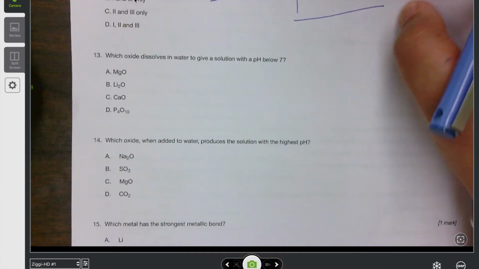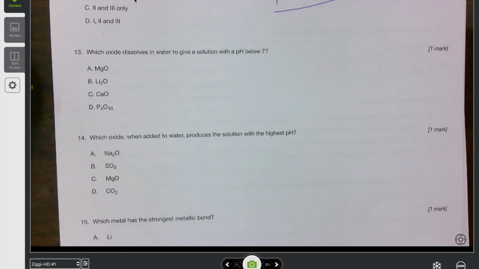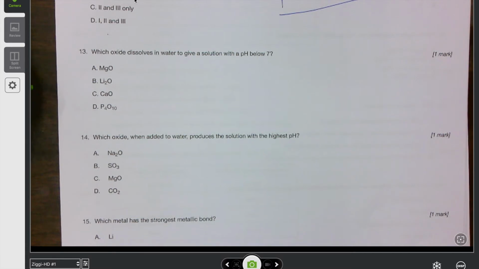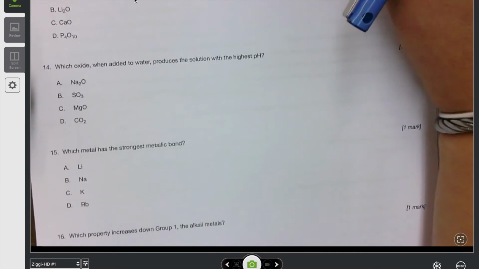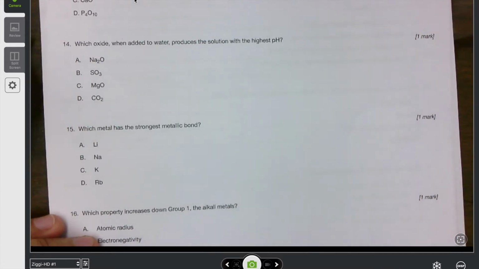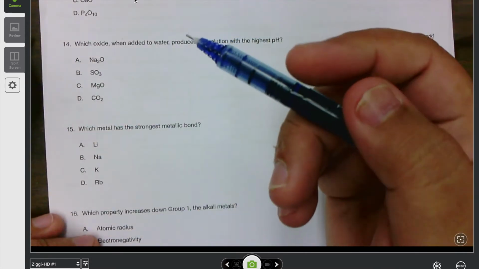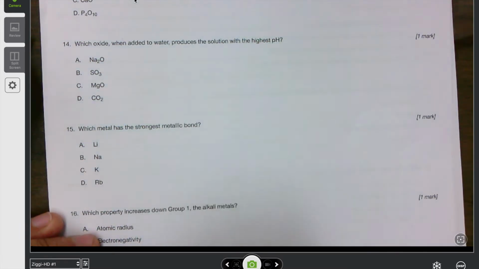Okay, 13. Stupid mistake. Explanation. Who needs explanation? Sujin, we're good. 13. 14. Skip, really? So, Bailey. Okay.